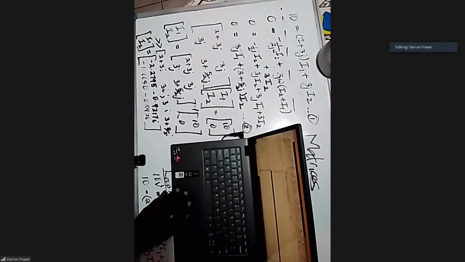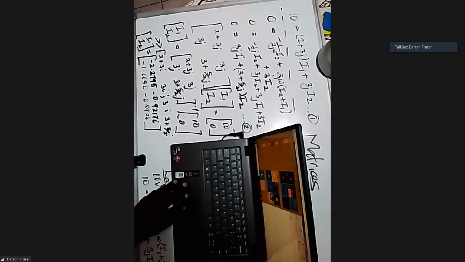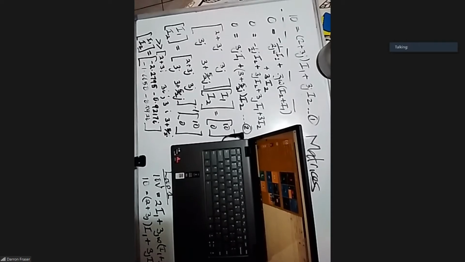This laptop doesn't necessarily zoom on it, so we can't easily show you what we type on the screen. But for now, that is the answer that we get. Most people leave the answer there. But that doesn't mean anything to me as a human. What does the current I1 equal to minus 2.2795 minus 0.9217 j mean? And I2 equal whatever we have there doesn't mean anything to us humans.